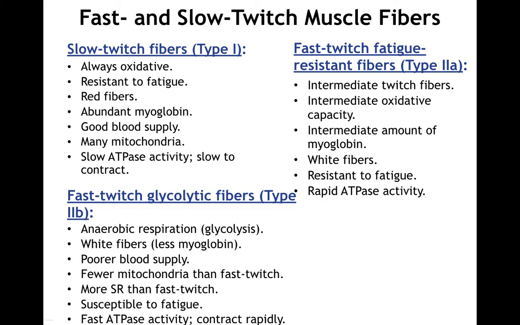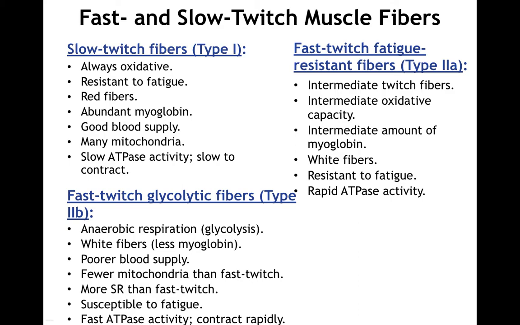There are a number of different types of muscle fibers. There are slow twitch fibers, which are oxidative, resist fatigue. They are seen as red fibers. They are abundant in myoglobin. They have a good blood supply with many mitochondria, and they have slow ATPase activity, and they are therefore slow to contract.